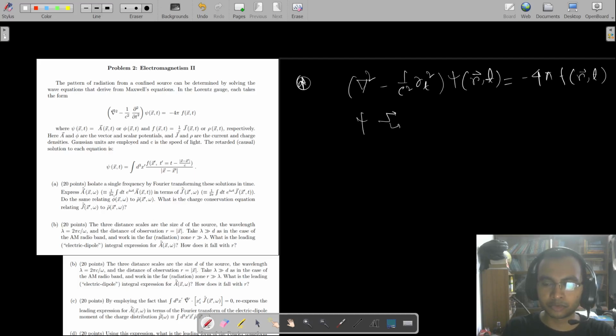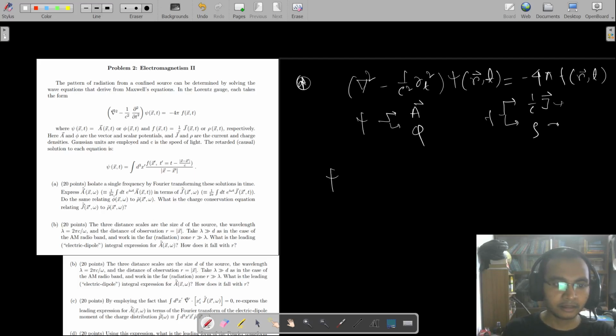This is basically the potential. One is the vector potential, another is the scalar potential, and the corresponding f is 1 by c j and rho. So this j is the current density, this rho is the charge density. Now the solution for this equation, the solution for psi, is straightforward.